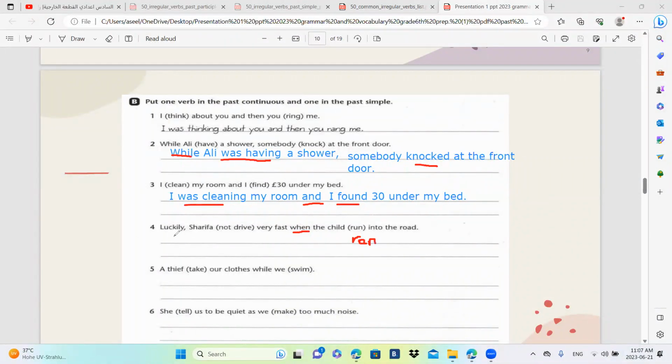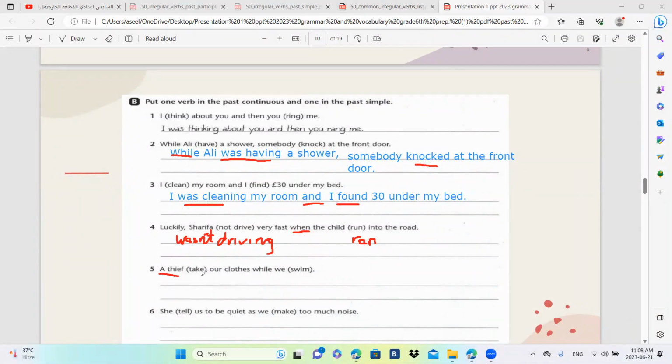So, "weren't driving". Sharifa, so "wasn't" Sharifa. Luckily, Sharifa was not. Wasn't what? Driving. We need to write drive, D-R-I-V, but the E should be deleted because we are going to add -ing. While I was driving, luckily Sharifa was not driving very fast when the child ran onto the road, in order to stop it.